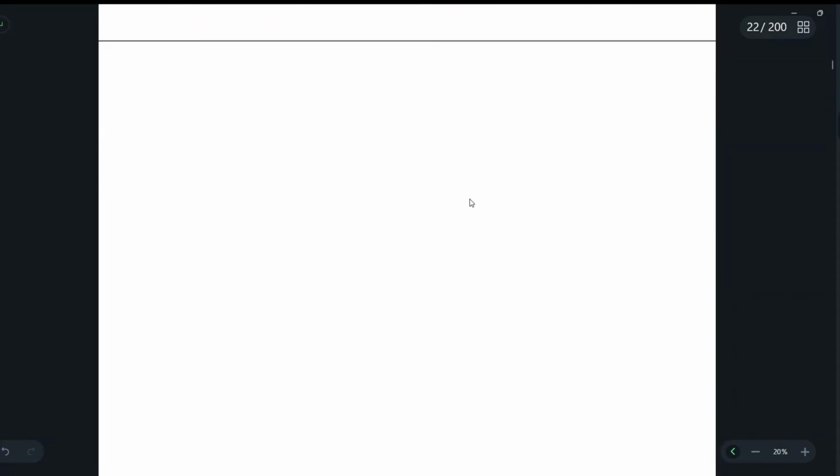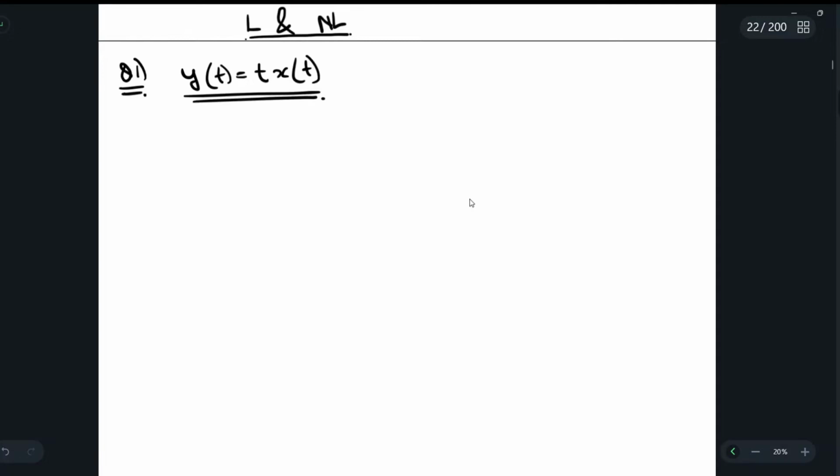Let us take up a question. Say question number 1. In the question, we have to find whether the system is linear or non-linear. We have to tell whether the given system is linear or non-linear. So now let us take the example that we took above, that is, y of t is equal to t times x of t. Now we have to find out whether this is linear or non-linear. Though we know that this is a linear system as we discussed above, let us prove it.